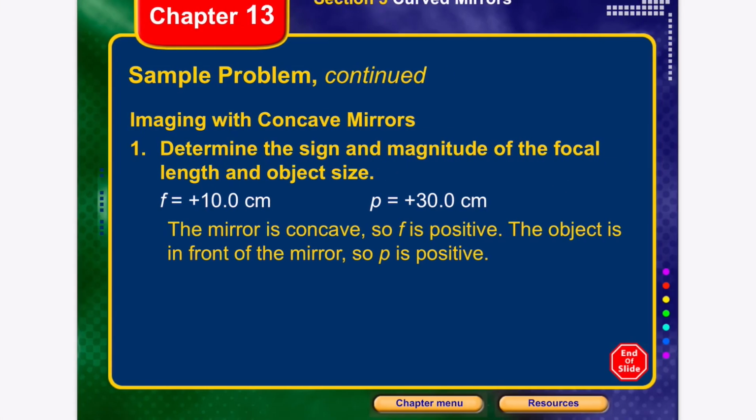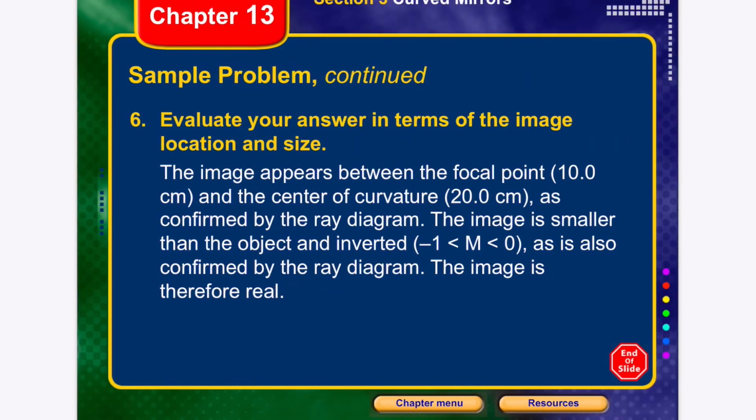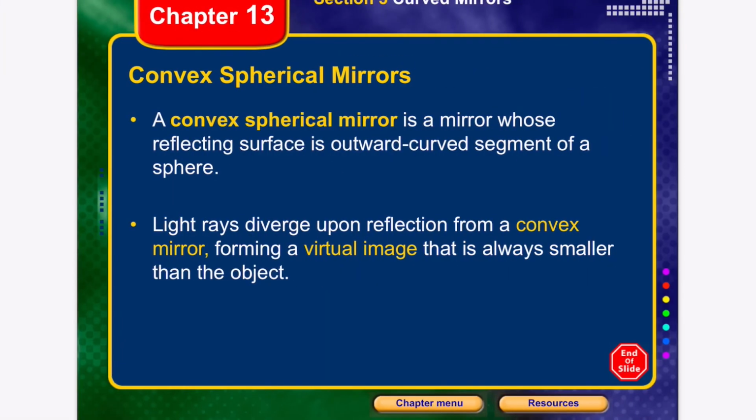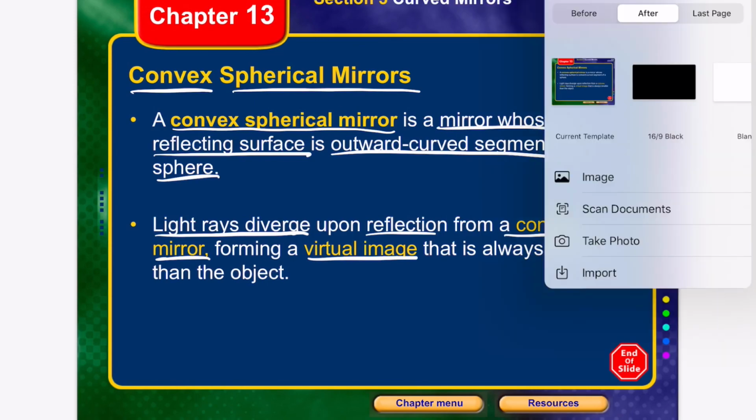Now, I have given out the solution, so you can try it and check whether your answer is correct or not. So let's come to the second type of mirror, the convex spherical mirror. A convex spherical mirror is basically a mirror whose reflecting surface is an outward curved segment of the sphere. Here light rays will diverge upon reflection from a convex mirror, and they generally always form a virtual image.